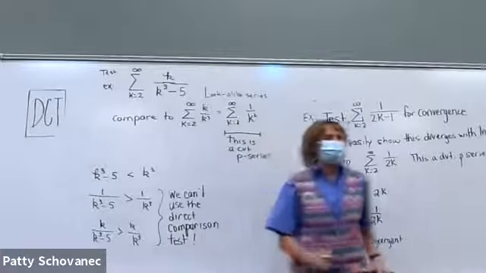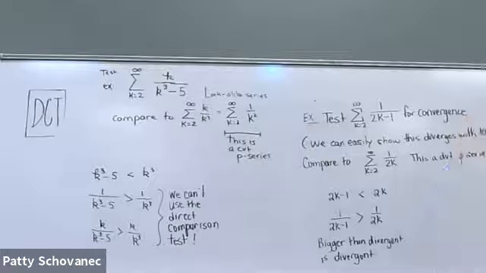Because the size comparison is off. Sometimes it's even hard to compare the size, or it's a pain in the neck to compare sizes. So to the rescue is a new and improved comparison test called the limit comparison test. It gets clothes wider and teeth brighter than the direct comparison test.